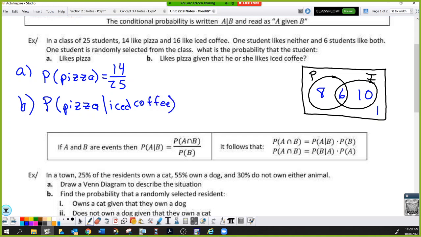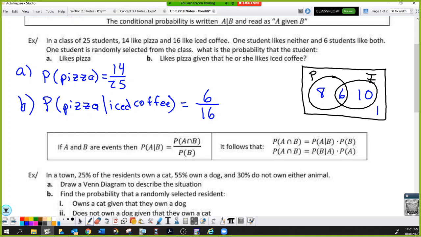So now the given information is your universe. You could think of that given symbol as being a fraction bar. The stuff that's given to you afterwards is the denominator. Well, how many people like iced coffee? 16. Now, of those 16, how many of them like pizza? 6. Which you could reduce to 3/8, but you don't have to.